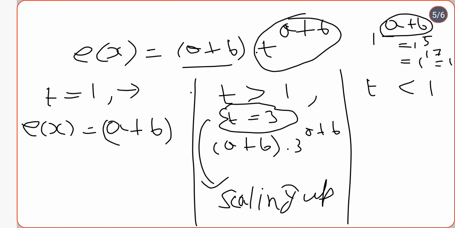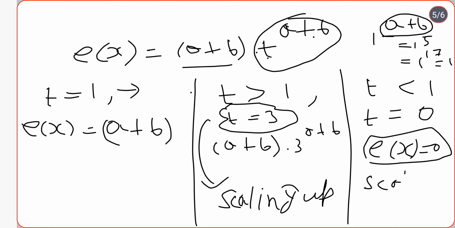And in case of t less than 1, that means t can be 0. So if t is 0, then the elasticity of scale can turn into 0. That means we are scaling down. Because if t is 0, then 0 to the power anything is 0, and 0 multiplied by a plus b will also be 0. So elasticity of scale is 0, and we are scaling down in this case. We are decreasing our operation. So this is basically elasticity of scale and the cases of elasticity of scale.